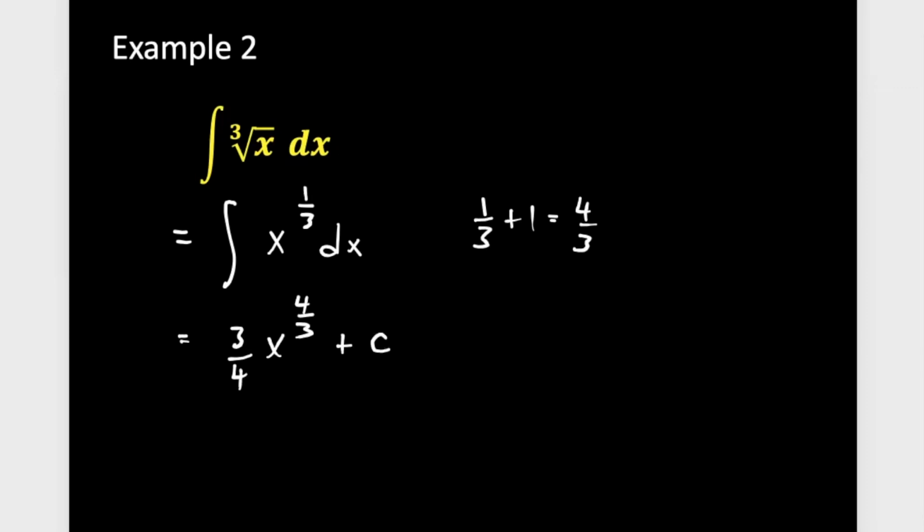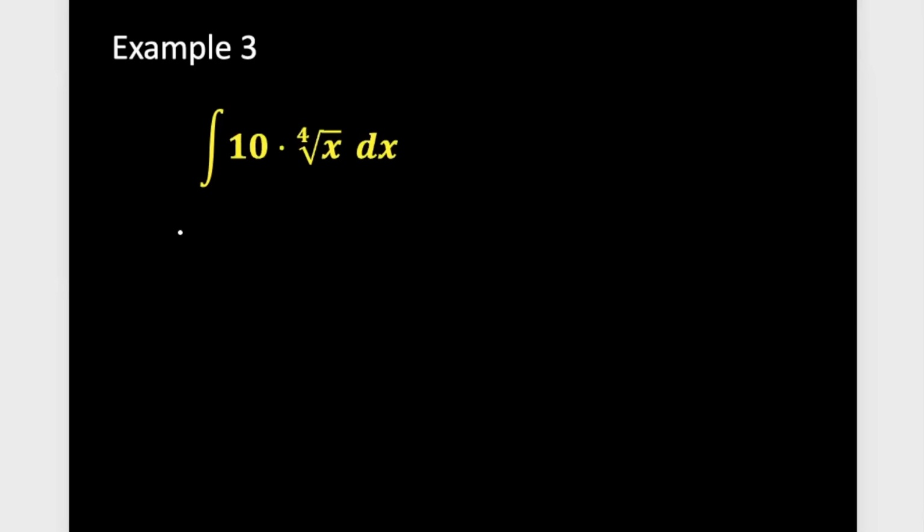Two more examples to go. In this next example, we have a coefficient. As far as you're concerned, that coefficient, the 10, is just a spectator. So just leave it on the side and deal with it later. In this case, if we take a quarter and add 1, we get, well, 4 plus 1 is 5. That's my little shortcut. We get 5/4.